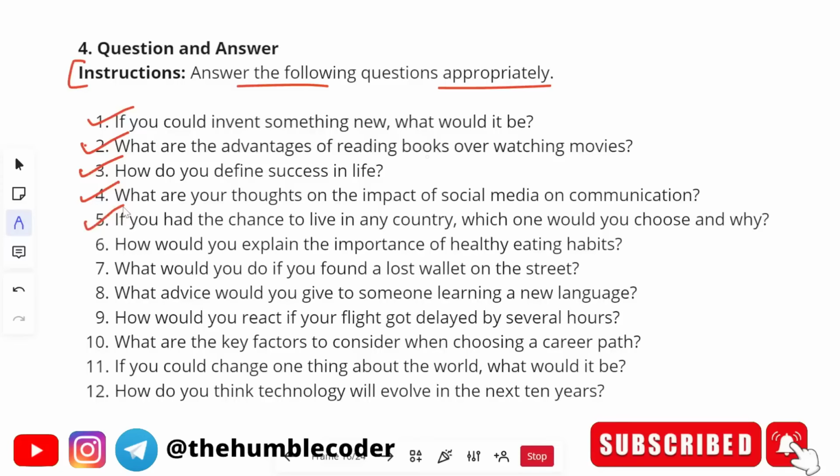If you had a chance to live in any country, which one would you choose and why? I would choose Japan because of its advanced technology, rich culture, and high standard of living. It also has excellent public transportation, beautiful landscapes, and a strong work ethic.